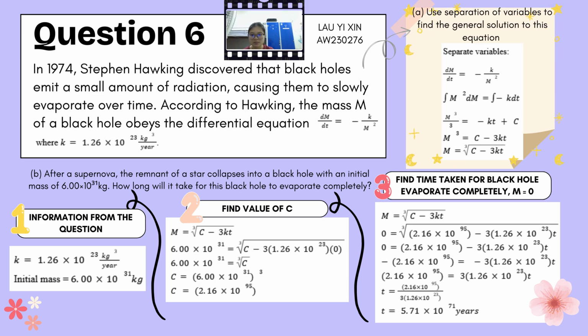We know the initial mass and k from the question. We need to substitute the initial mass into the general equation that we found to get the value of C. Lastly, we substitute the value of k that is given in the question and the value of C that we found, and let the mass be 0 since the black hole needs to evaporate completely to get the time.